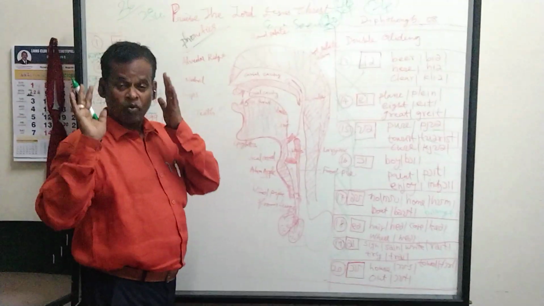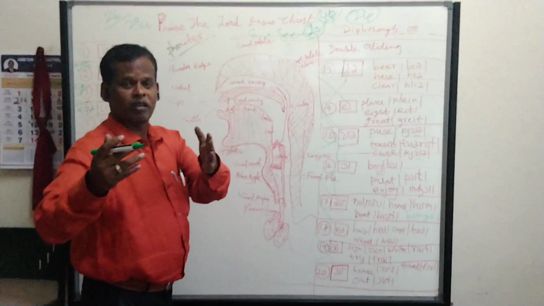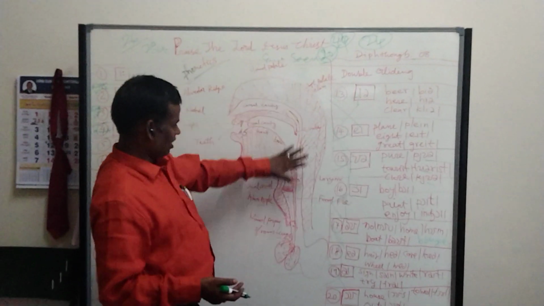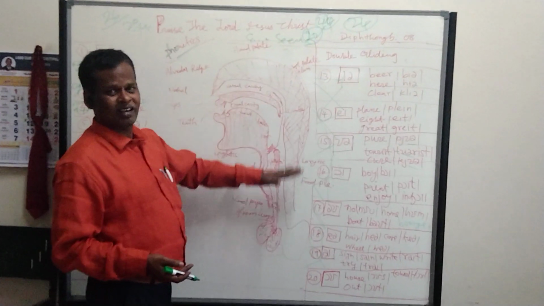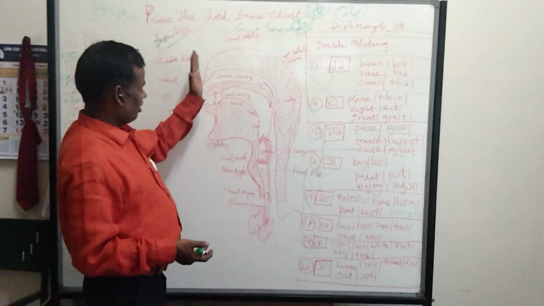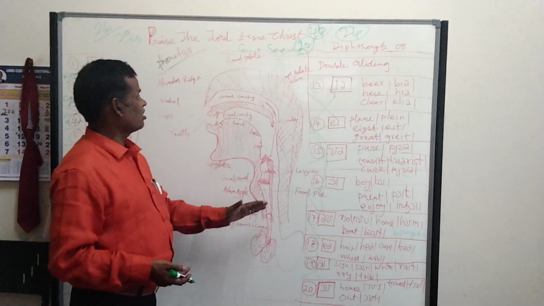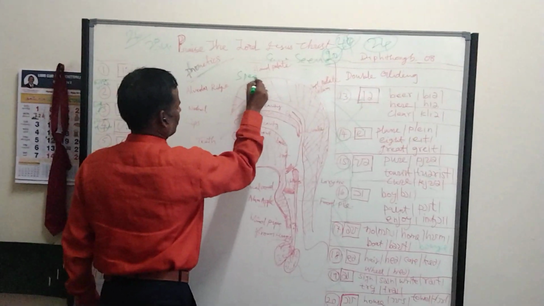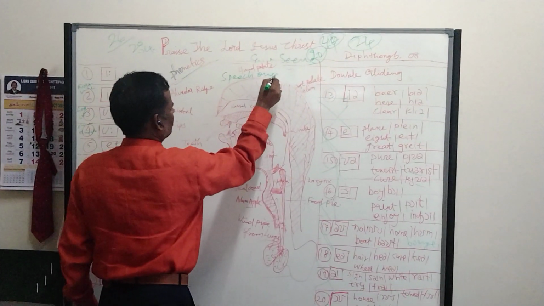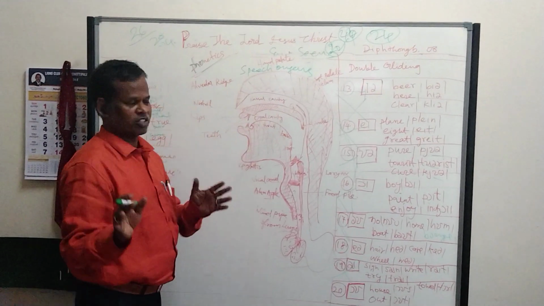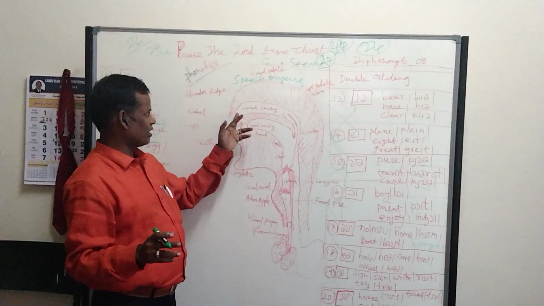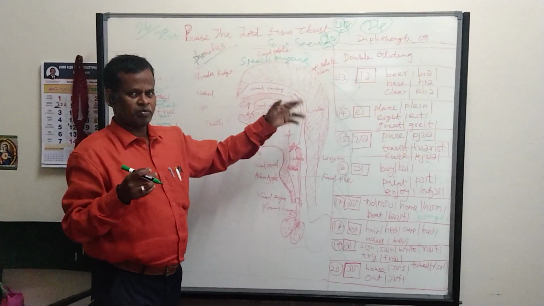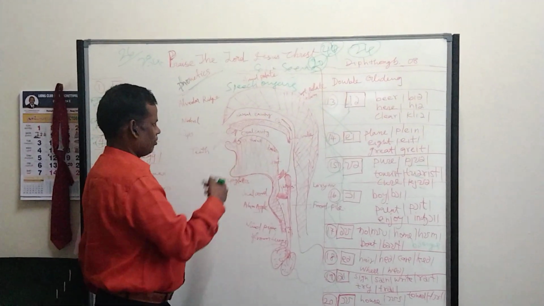What are the organs involved to speak from one person to another? That is important. This is the cross section of the skull. The cross section of the skull shows the organs of speech. In the speech organs, see this is the nasal cavity.